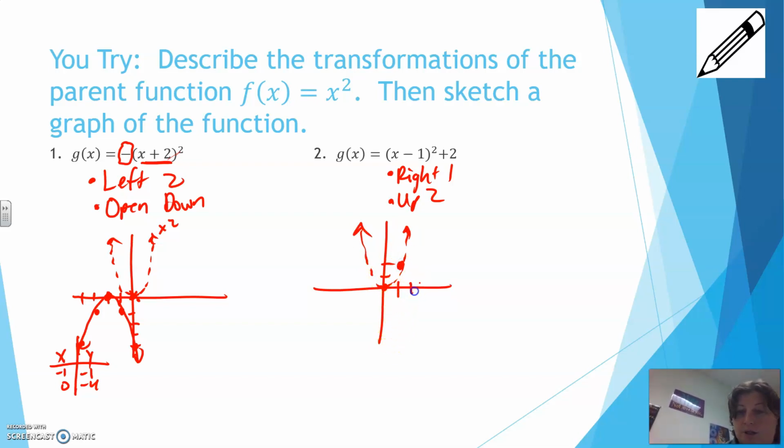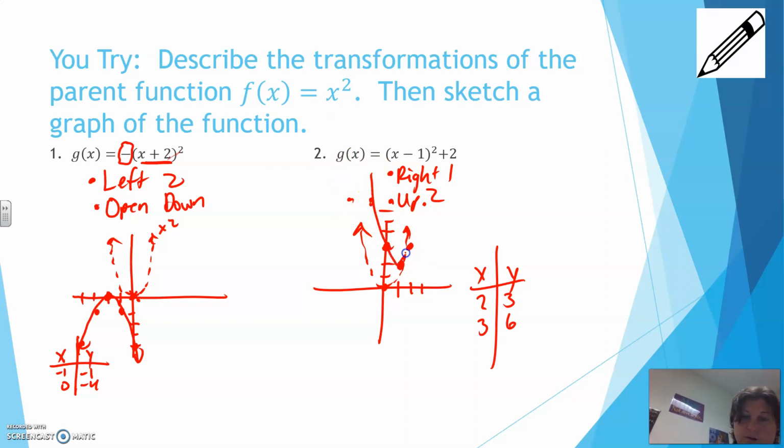If I want to, I could plug in 2 and 3, for example. 2 minus 1 is 1, squared is 1, so that'd be at 2, 3, which means 0, 3. If I plug in 3, 3 minus 1 is 2, squared is 4, so that gets 6. Okay, so we'll be up here. Oops, sorry. And again, in this case, it has the same width, it's just upward.